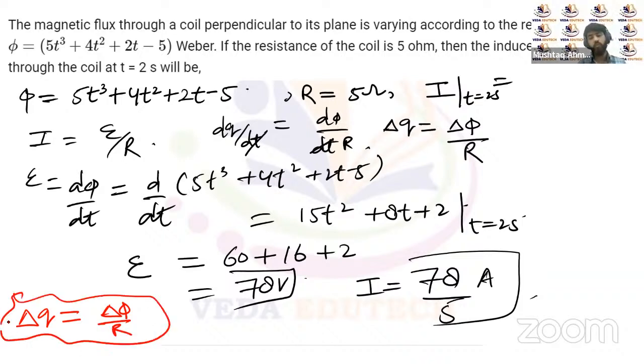Frequently, questions are asked with respect to the calculation of the total charge flown if the flux as a function of time is given. Let's suppose we are asked what is the total charge flown between the times t1 and t2. What we'll do is find the flux at t1 and t2, find the change in flux between the two time intervals, and divide that change in flux by the resistance. We'll get the total charge flown during the given interval. So this is a very important equation to calculate the charge flown between two given time intervals.